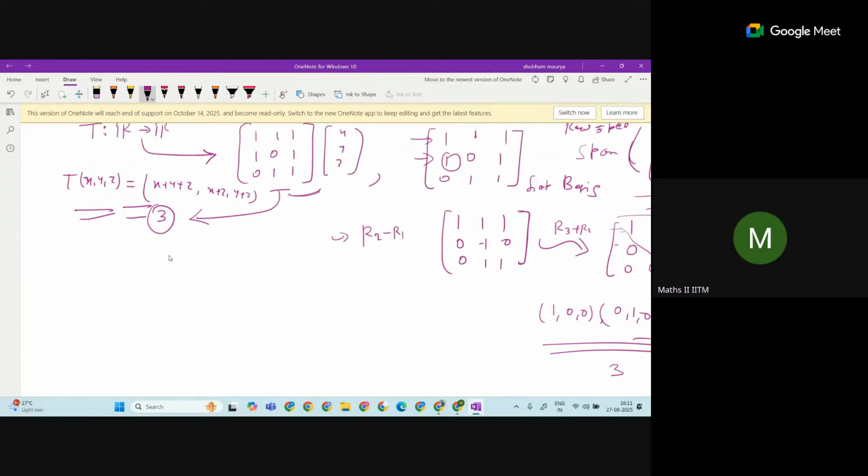Because whatever we are doing on this, the backend is happening for T. In the backend, you are doing it on T. So one method to find the rank of a linear transformation is to find the matrix of that, and then find the row space, and then the rank. That way you can. So this is the row space and the rank of the linear transformation. This is the relation you can say.